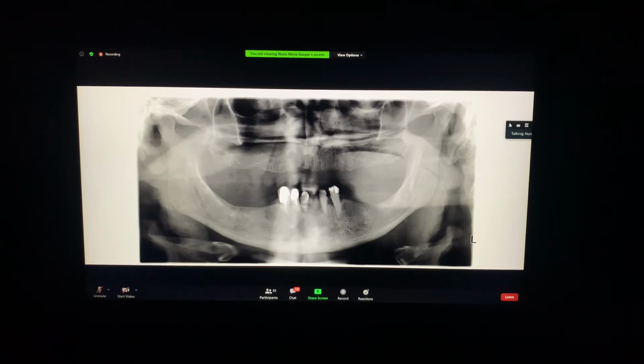But can I ask if anyone sees anything different or strange in this panoramic on the mandible?